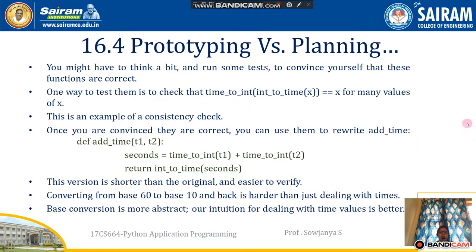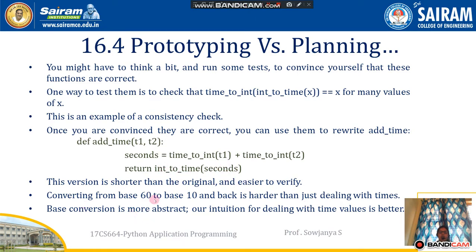Another way is to run some tests to convince yourself these functions are correct. How do you verify these functions are correct? One way to test them is to check that int to time of time to int of x is the same as x for many values of x. So in this example we have a consistency checker. Once you are convinced that they are correct, then you can use them to rewrite add time. Define add time t1 comma t2: seconds is equal to time to int of t1 plus time to int of t2, return int to time of seconds.